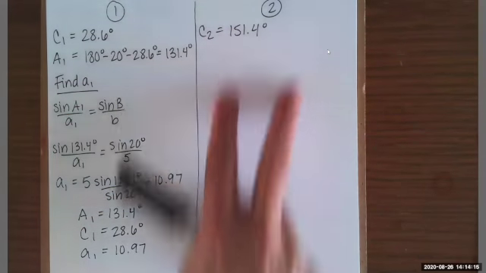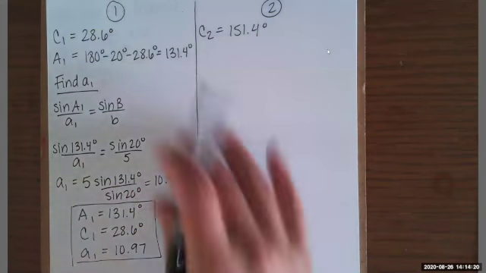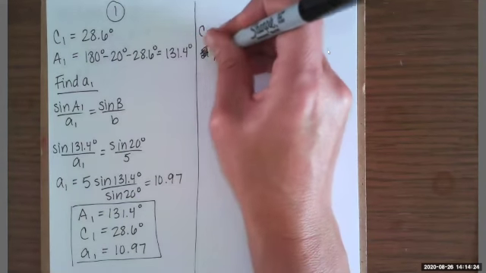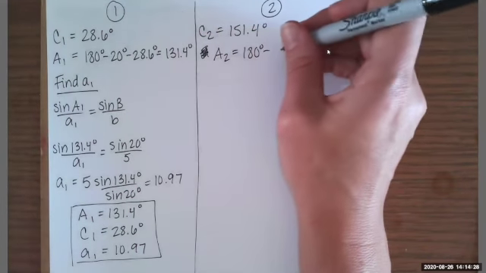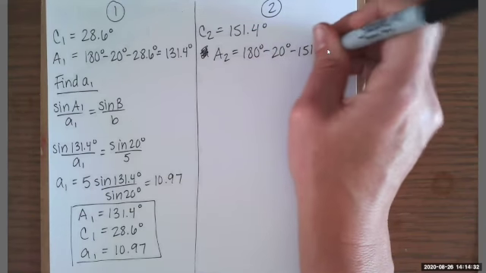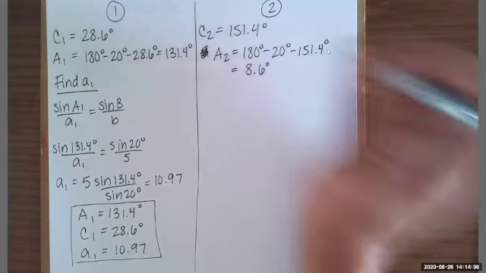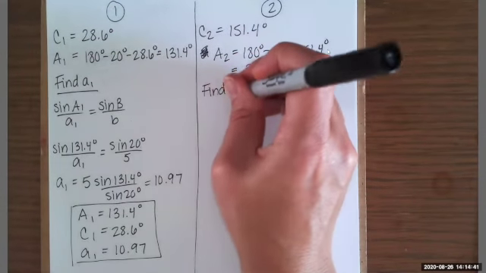Now we have to do the same thing for this. So I'll do this one a little bit quicker because it follows the same steps. So I'm sorry, let me write this as capital A2 is 180 minus the other two angles. So we'll subtract the 20 and the 151.4 we already have filled in, and we get that A2 is 8.6 degrees. Next up, we'll find side A2.